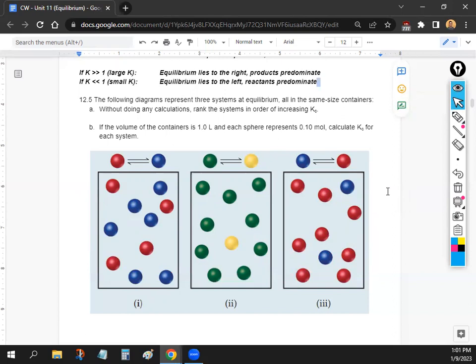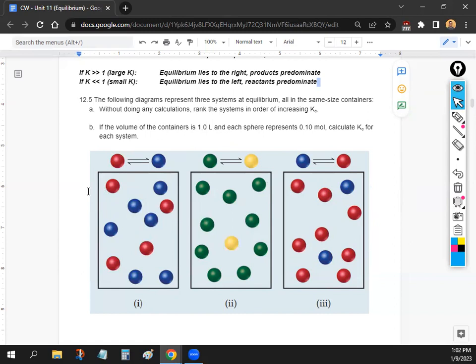Okay, but let's take a look at this system right here, okay? So we're going to do part A together, and I want you guys to take a look at the first box right here, okay? So if the volume, let's say all the containers have the same volume, 1 liter, and each single one of these spheres is 0.1 moles, okay? We're going to do part A. I want you guys to rank these in order of increasing equilibrium constant, okay? So which one is going to have the highest KC?